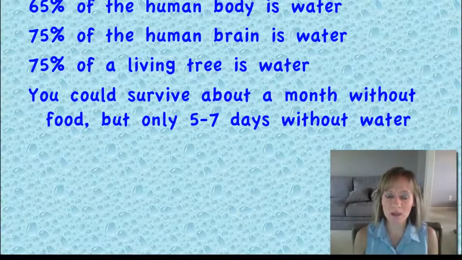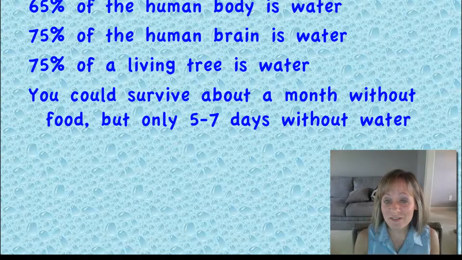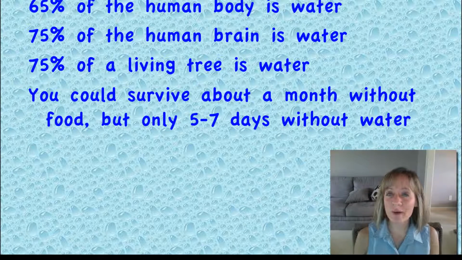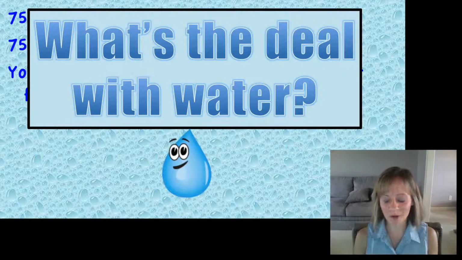65% of the human body is water. 75% of the brain is water. 75% of a living tree is water. And you could survive about a month without food, but only 5 to 7 days without water, if that. So water is really, really important. So the question we're going to try to answer is, what's the deal with water?